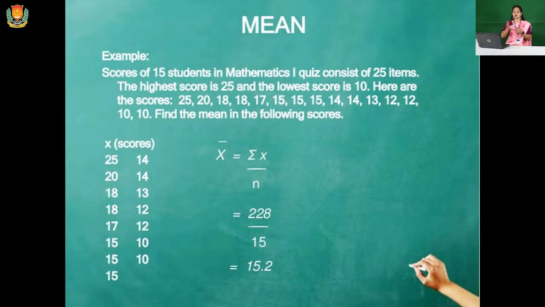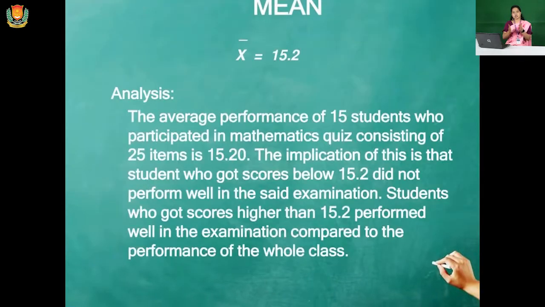Now what we will do is add all these scores, 25 plus 20 plus 18 plus 18 plus 17, and so on, and we will get a value known as summation x, and that will be 228. Then we need to calculate how many observations we have. In total we have 15 observations. So for calculating the mean, we divide 228 by the number of observations, that is 15, and we get the answer 15.2 over here.